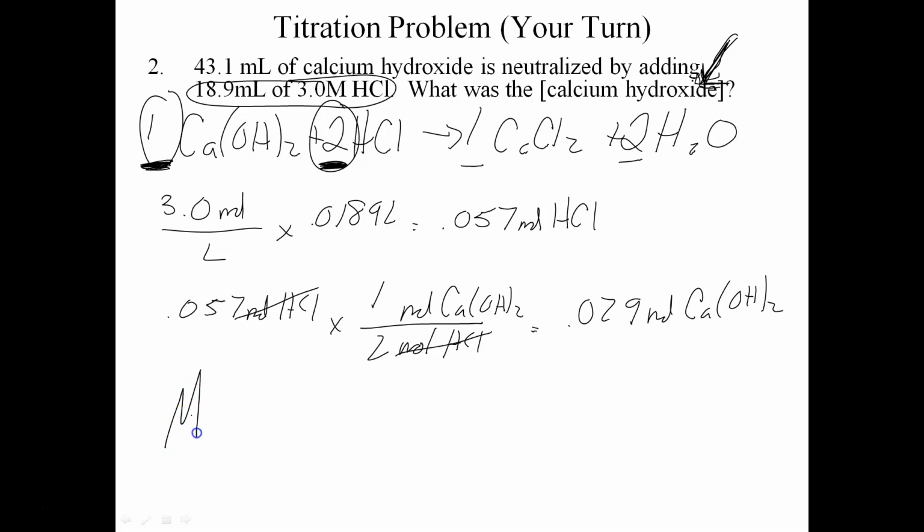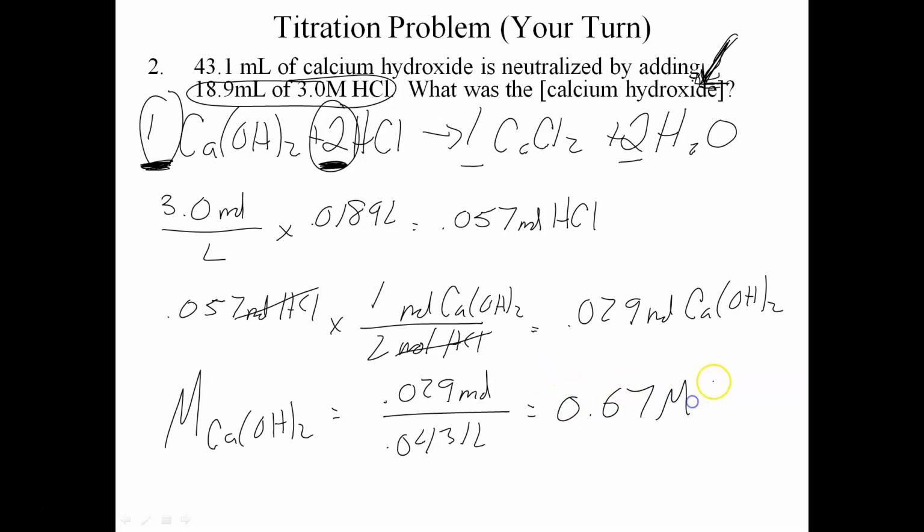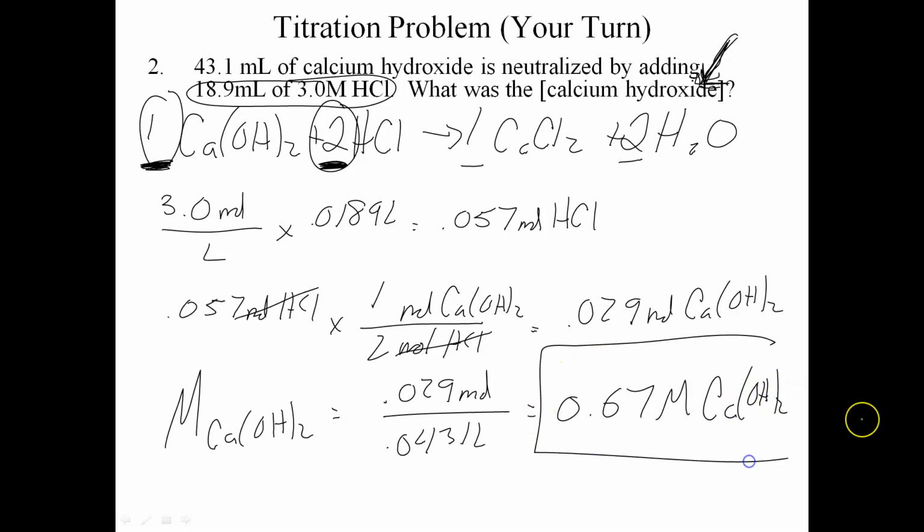Okay, so the molarity of calcium hydroxide is moles per liter, 0.029 moles over 43.1 milliliters, which is 0.0431. Gives you a molarity of 0.67 molar Ca(OH)2. All right, so that takes care of it.